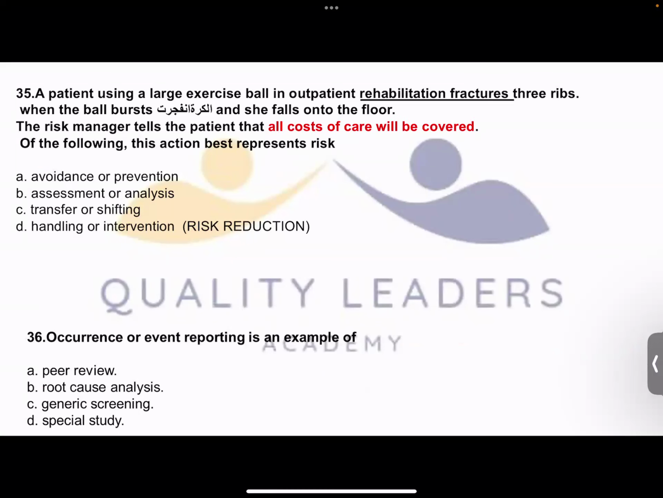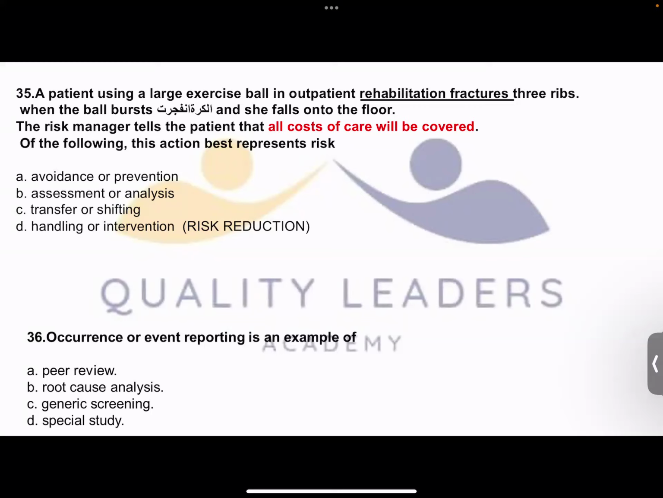Number 35. A patient using a large exercise ball in outpatient rehabilitation fractures 3 ribs when the ball bursts and she falls onto the floor. The risk manager tells the patient that all cost of care will be covered. Of the following, this action best represents risk: A, avoidance or prevention; B, assessment or analysis; C, transfer or shifting; D, handling or intervention, or risk reduction.